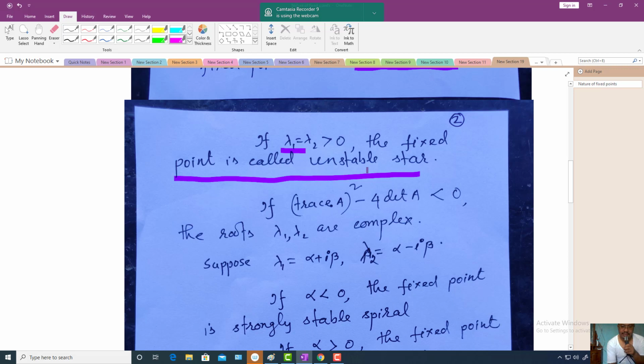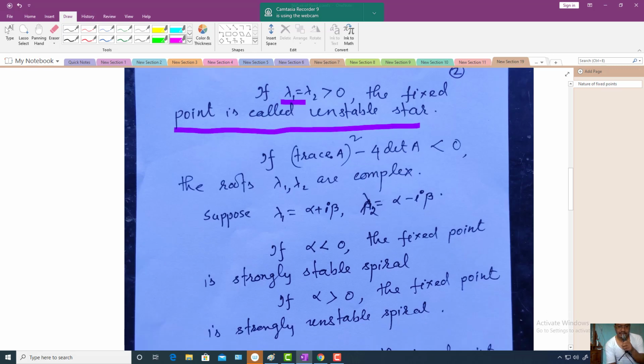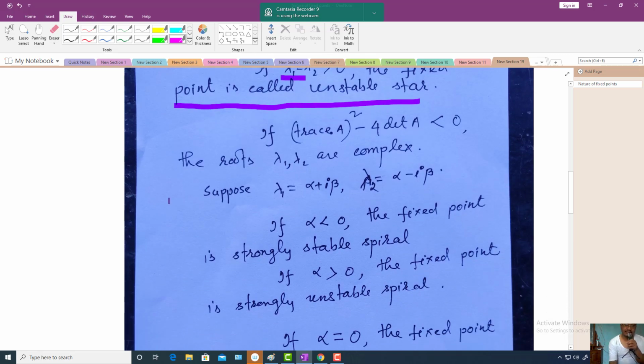Okay, and then let us come toward the case when lambda 1 and lambda 2 are complex. That means the discriminant is negative, that means trace squared minus 4 times the determinant of the matrix A is negative. Then lambda 1 and lambda 2 are complex numbers. Suppose lambda 1 is this one, then lambda 2 will be the conjugate, like this.